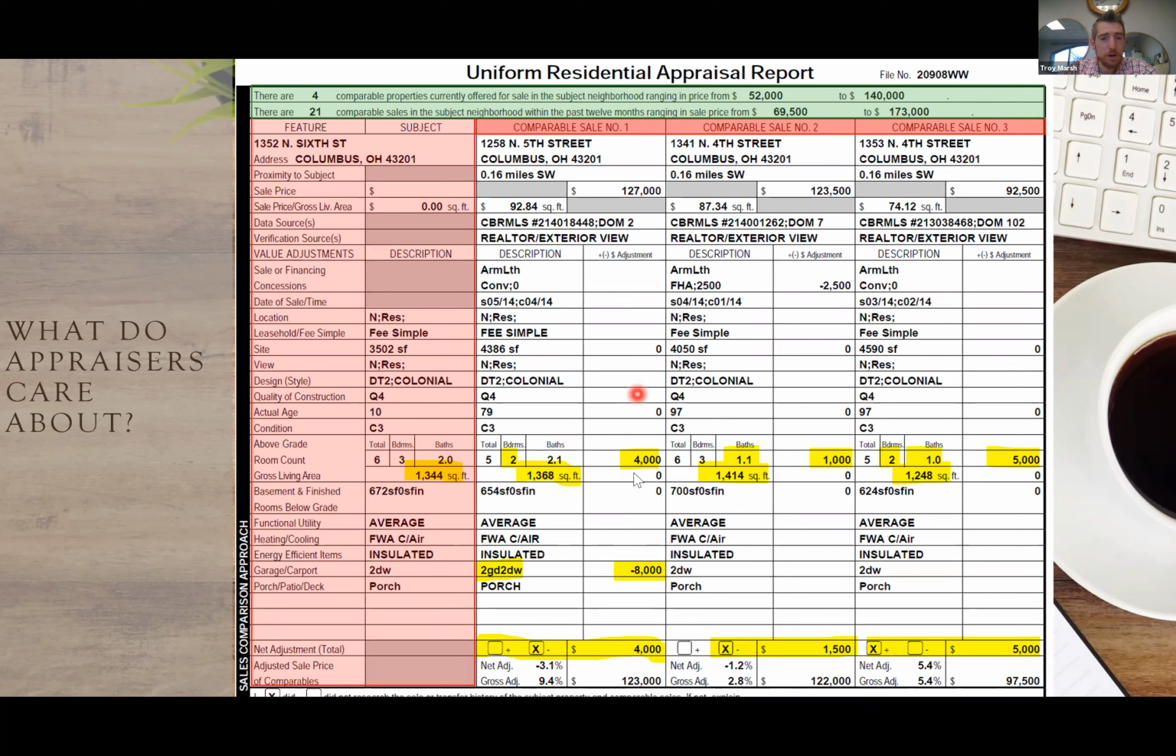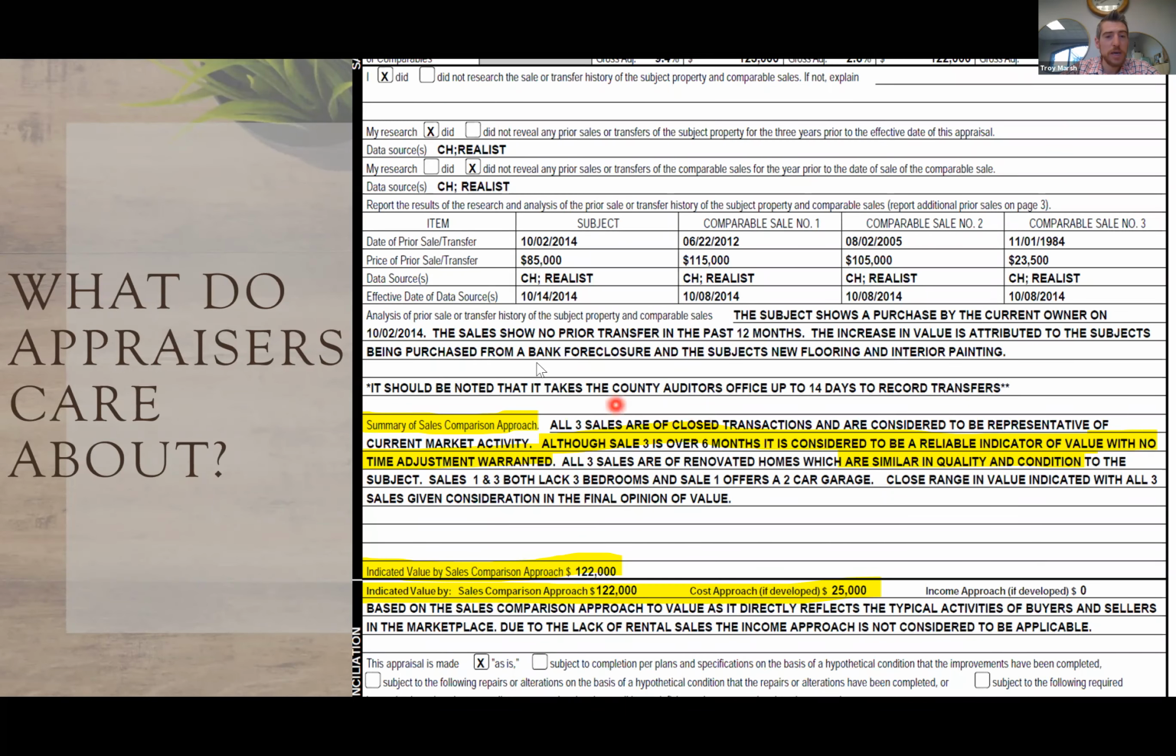And then they add up all the adjustments and they total here. The appraiser's goal is to find the properties that have the smallest adjustment in either direction. So the more adjustments they have to make, the less weight they're going to put on that property. And then the next page is where they explain why they did what they did.